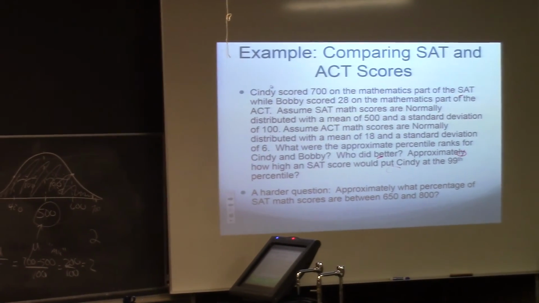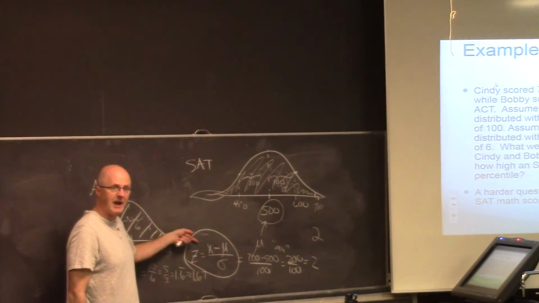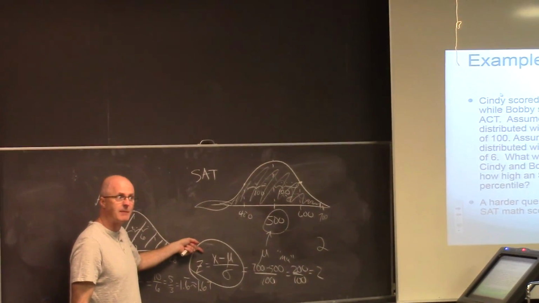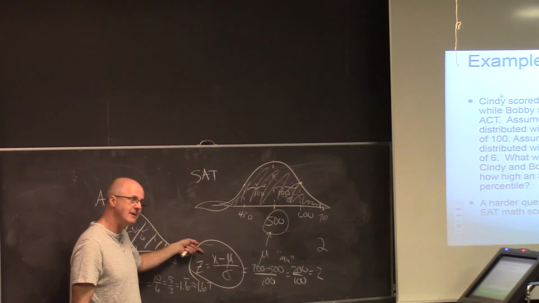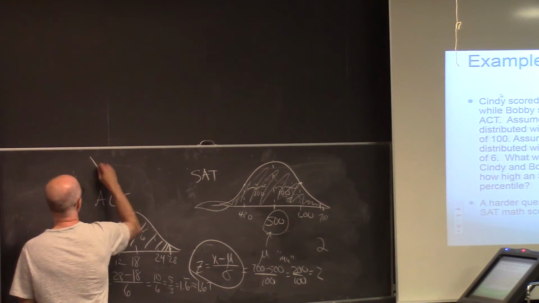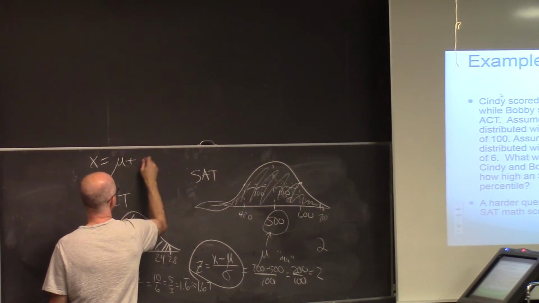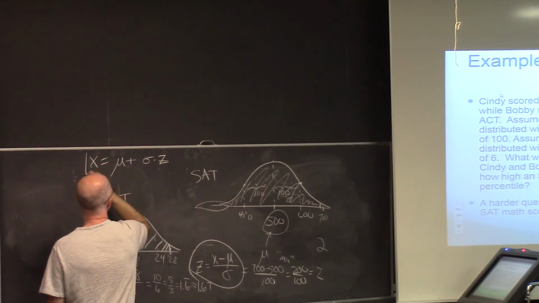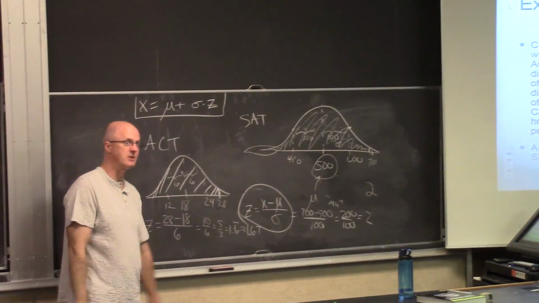The formula right here can be solved for x using a little algebra. Multiply both sides by sigma to cancel the sigma on the right. Then add a mu to both sides to cancel the mu on the right. And you'll get the equation x equals mu plus sigma times z as another form of that exact same equation. Essentially, its inverse function, if you will.